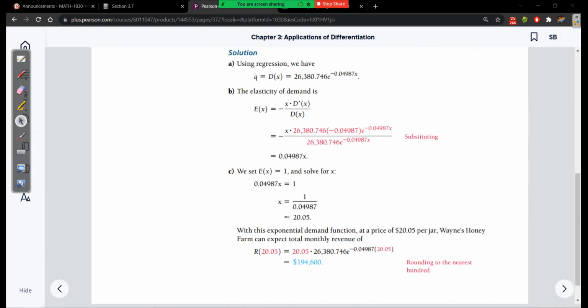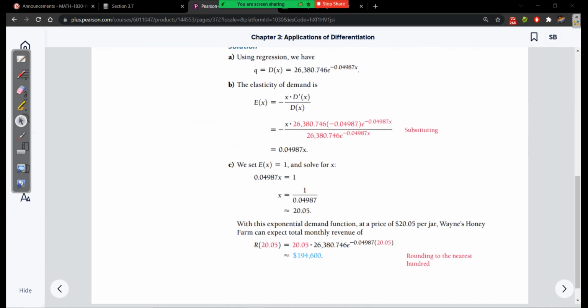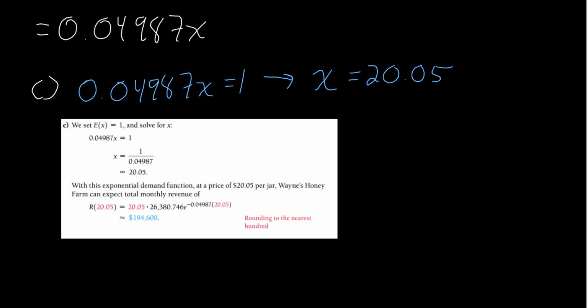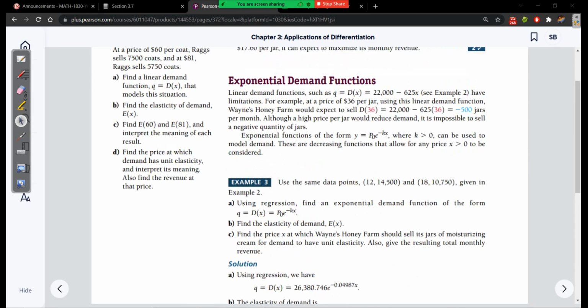Okay. So that was the elasticity of demand, and I guess we'll go ahead and snip this as well. It's the same thing we just did. Just to quickly recap, using a linear model has its limitations because, as we saw in the text, depending on what your values of X are, you end up getting something absurd like selling negative 500 jars, which I guess is giving it away, right? Selling negative 500 jars if we sell it at $36 just doesn't make sense.